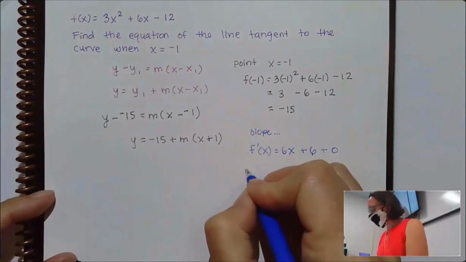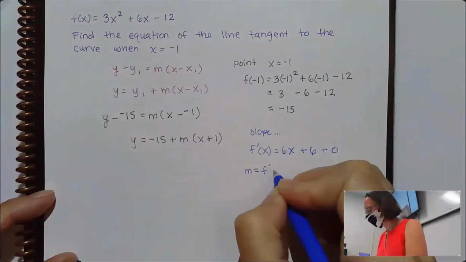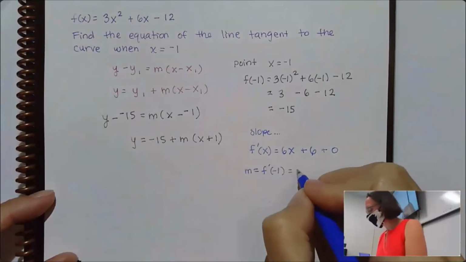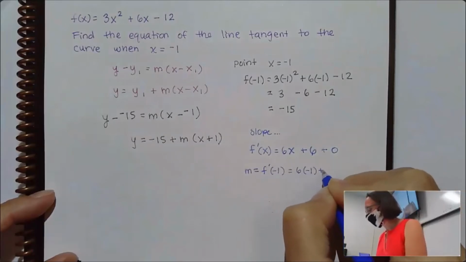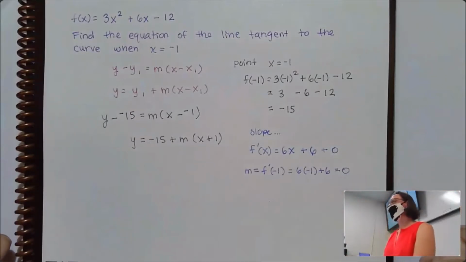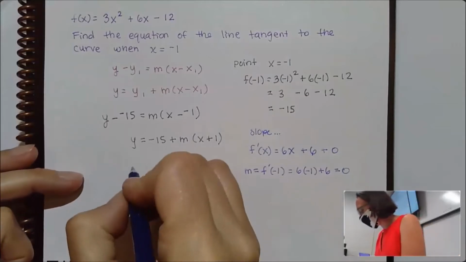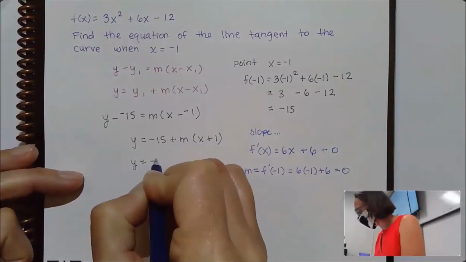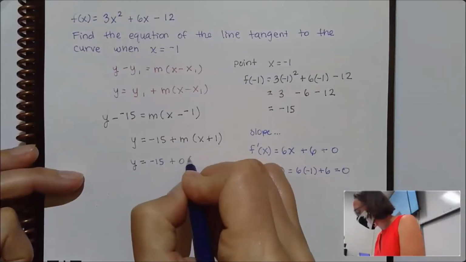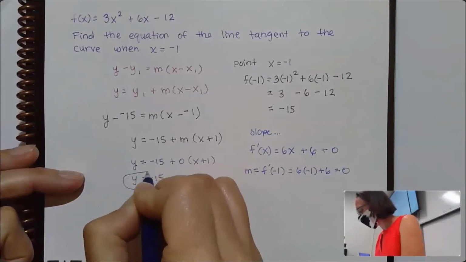So my actual slope at the point where we care about it would be f prime at -1, which is 6 times -1 plus 6. I didn't do this on purpose, but we got a slope of 0. Cool. It's okay to get a slope of 0. If I stick that back into the equation, it just means that I'm going to end up with y is equal to -15 plus 0 times x plus 1, or y is -15. That's okay.